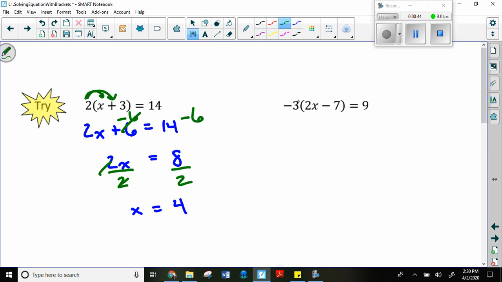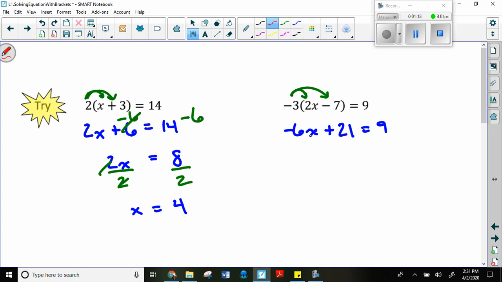Next one. Negative 3, don't get caught. Negative 3 multiplied into the 2x. Negative 3 multiplied into the negative 7. Negative 3 times positive 2, that's a negative 6x. But then the negative 3 times a negative 7 is going to give us a positive 21 equals 9. So don't get confused here.